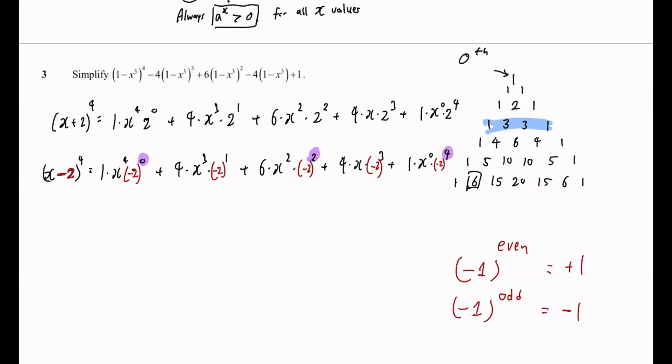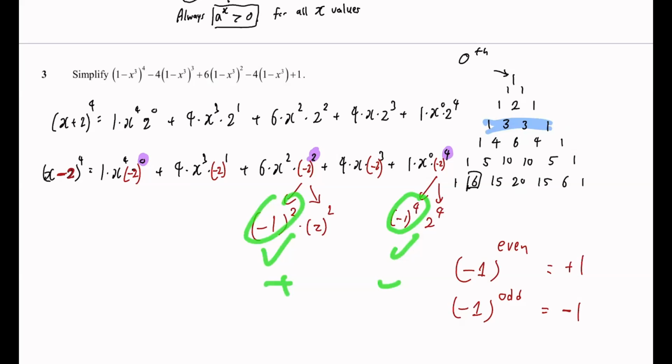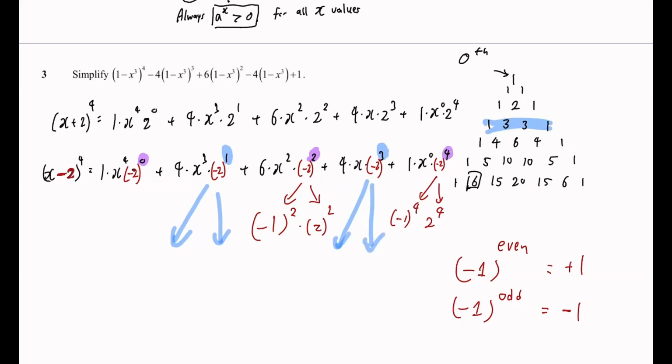Because you raise to a power of an even number, -2 power 2 is actually just -1 times 2, so -1 power 2 times 2 power 2. This one is actually just -1 power 4 times 2 power 4. So even power, you see? These two will just become positive, so they stay the same. However, for the ones with odd power, you will eventually get a -1 out. So -1 power 1 times 2 power 1, -1 power 3 times 2 power 3. And this -1 to an odd power will always bring out a negative sign.